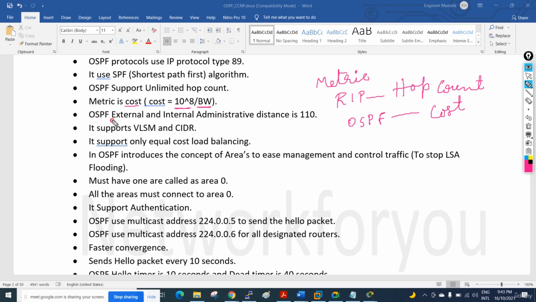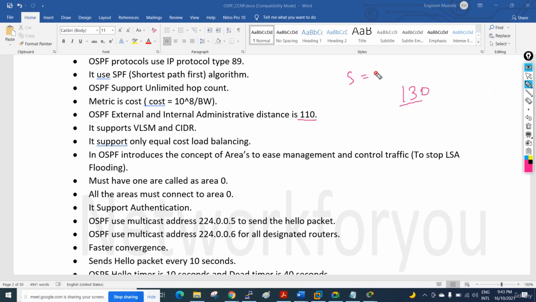And OSPF has external and internal administrative distance of 110. If you remember, we discussed the AD value before. Depending upon the AD value, it is going to store the routes in our routing table. Now remember, OSPF has 110, RIP has 120, and static route has 1, as we discussed before. We are going to verify this also. And OSPF supports VLSM and CIDR. VLSM is variable length subnet mask. CIDR is classless inter-domain routing. In simple words, it supports subnetting, and it supports only equal cost load balancing.